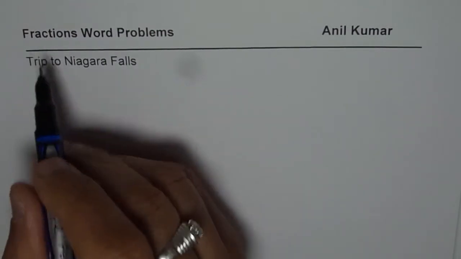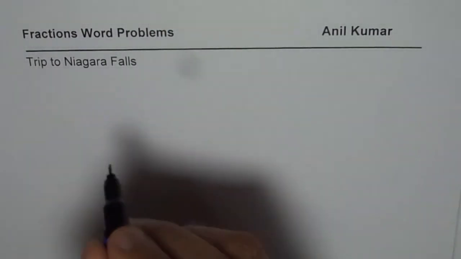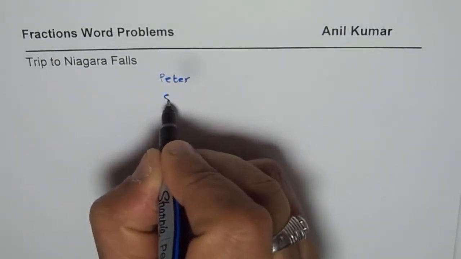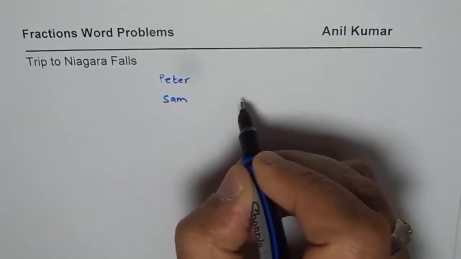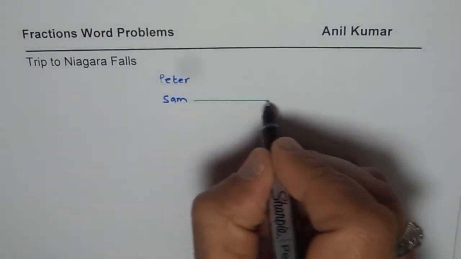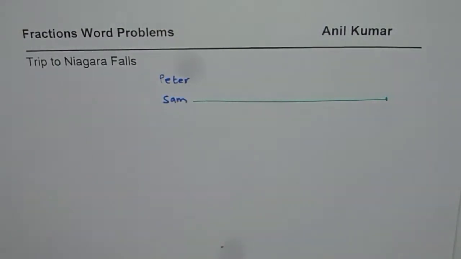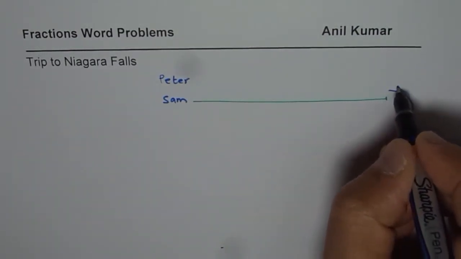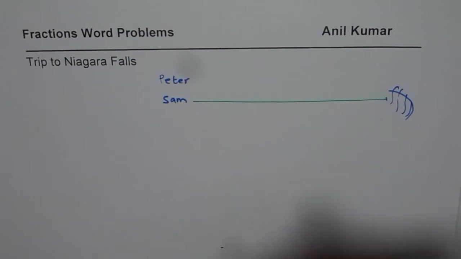I'm Anil Kumar, and we'll take up some word problems which will be related with fractions. Let us say there are two friends, Peter and Sam, right? So Peter and Sam decide to go to Niagara Falls. They're traveling by car together to reach Niagara Falls. Let's say that is the Horseshoe Niagara Falls, right? So that is the Niagara Falls.